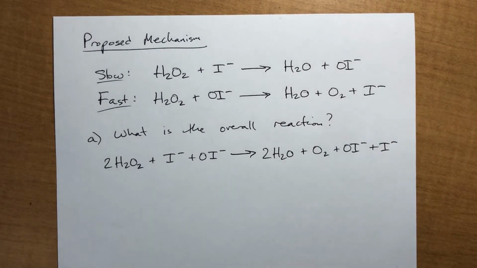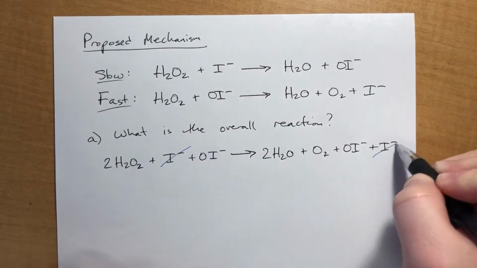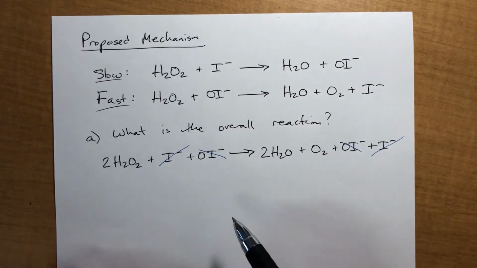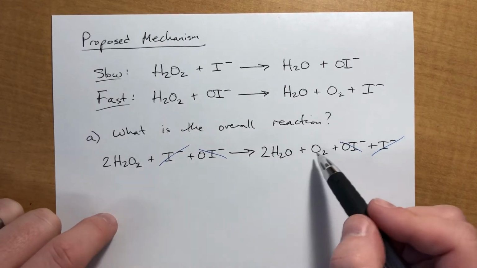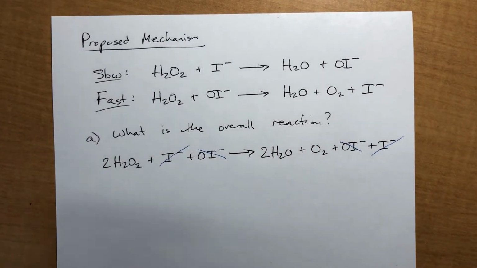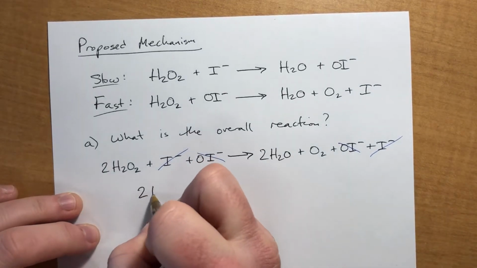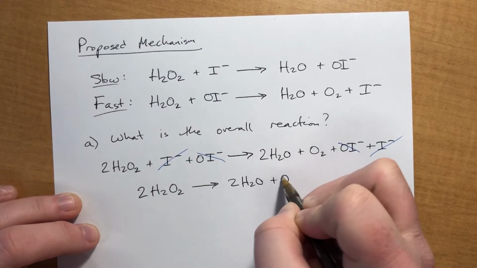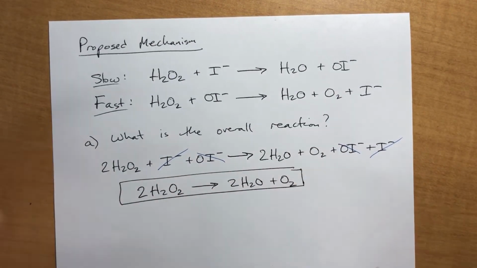Now anything that is exactly the same on both sides, we cancel it out. We have an I minus here and an I minus there, we can cancel that out. We have an OI minus here and an OI minus here, we can cancel that out. This is 2 H2O2, we don't have any H2O2s over here. This is 2 H2Os, we don't have H2Os over here. This is O2, we don't have O2s over there. Whatever's left is the overall reaction. So the answer would be 2 H2O2 forms 2 H2O plus oxygen. Yay, we did a good job.